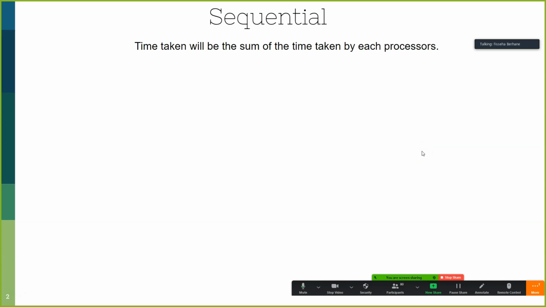So when we say sequential, as I said, it means doing something in sequence. For example, if there are two jobs, and each one of them takes 10 minutes, then the whole job to complete will be the first 10 plus the second 10. It will take 20 minutes. So when we have a sequential execution, the time taken will be the sum of the time taken by each processor.